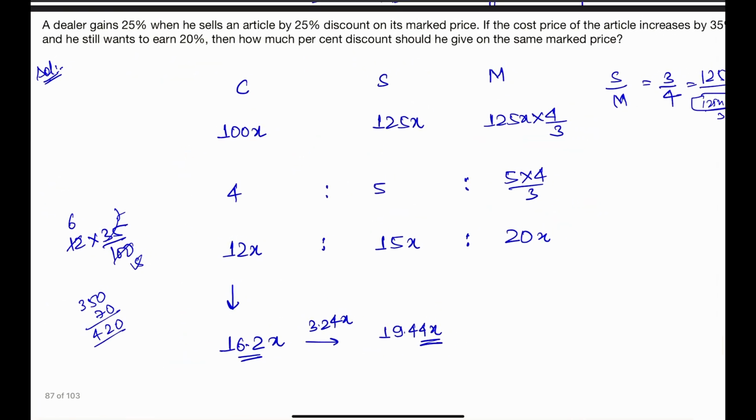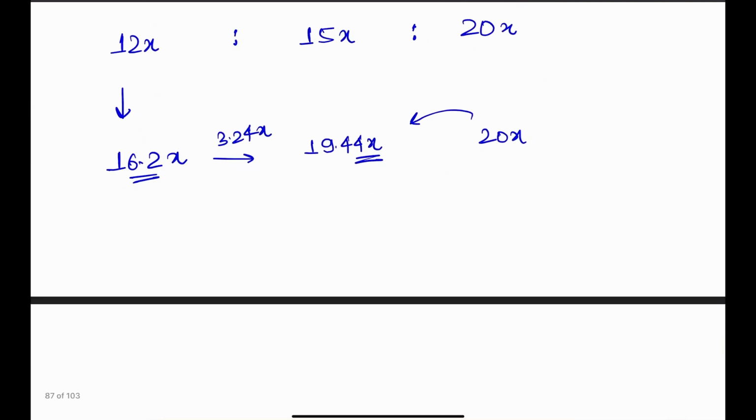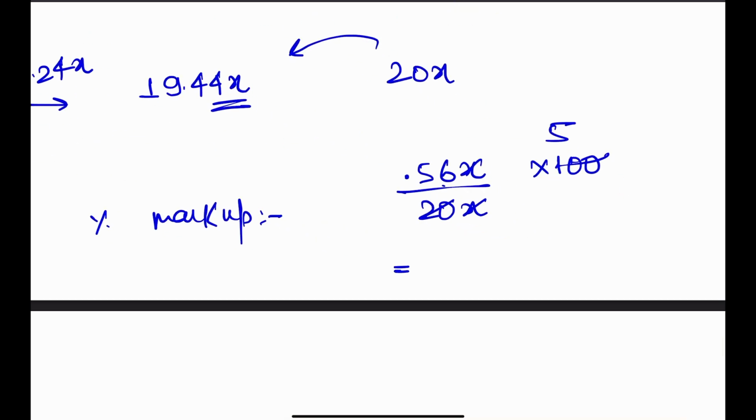Now the question is asking by how much percent discount should he give on the same marked price. So from 20x, the markup percentage, how much should he give? He should give only 0.56 on 20x. So it will be 2.8%, the answer of this question.